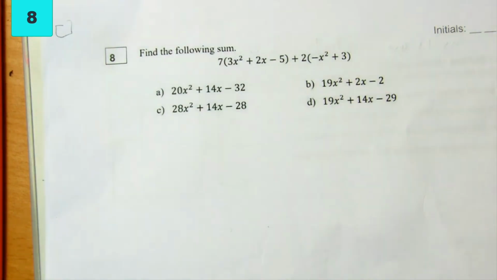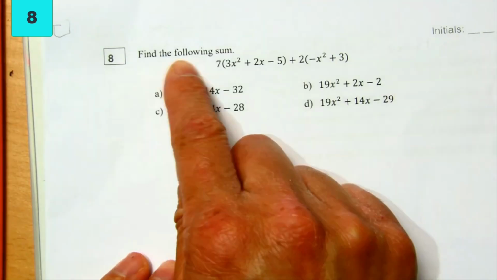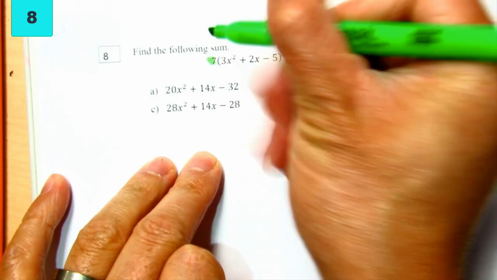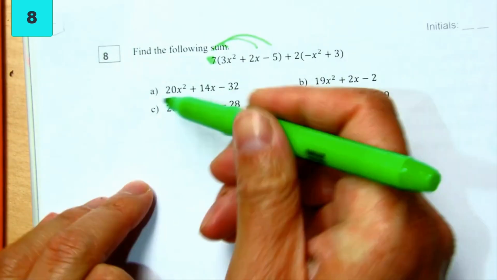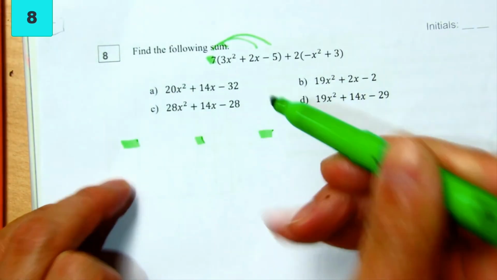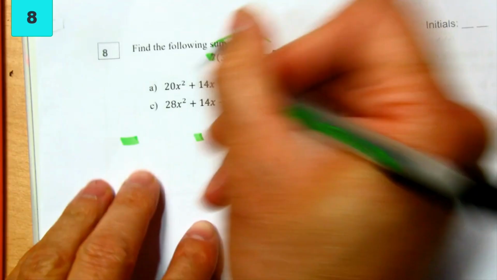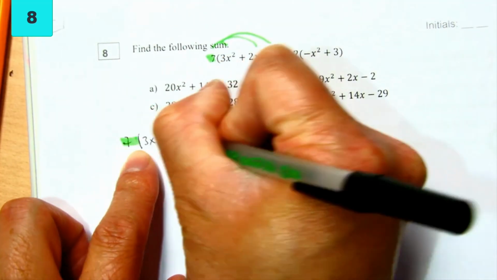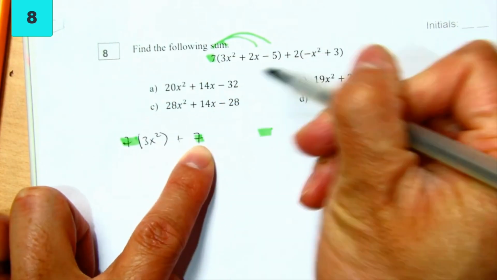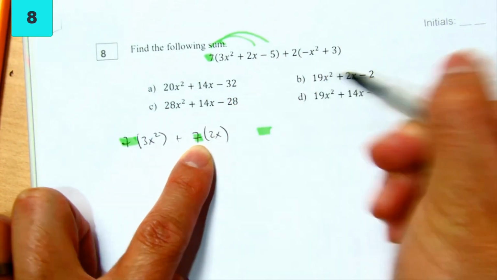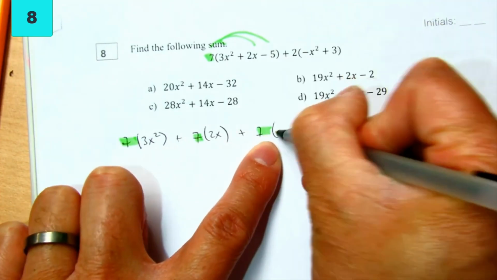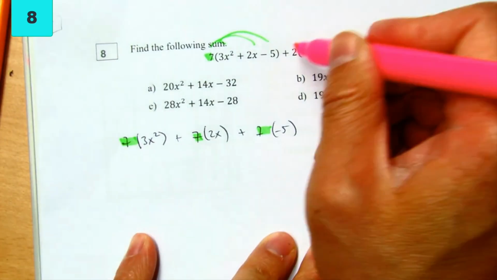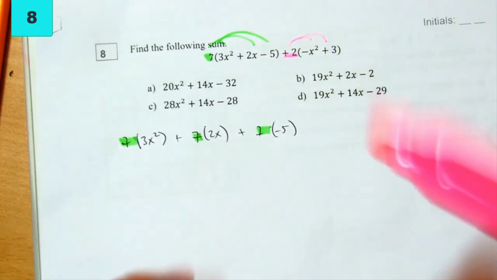Hey guys, let's go over question number 8. Find the following sum. Sum is addition or subtraction. I'm going to distribute the 7 to each of these terms. Pass out the green starbursts to each of these. So that would be 3x squared. The 7 is positive. 2x. 7 again to the negative 5. We'll pass out a pink starburst to each of these terms.